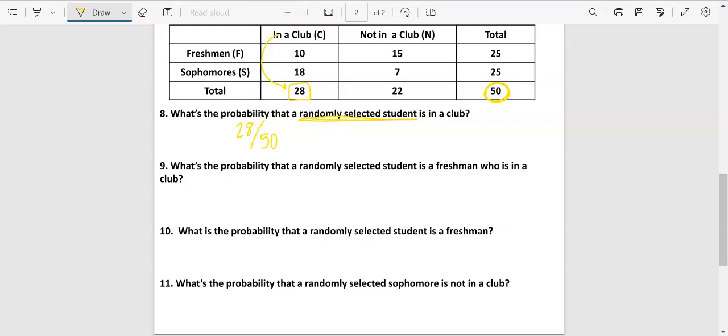Now remember, you can leave your answers as a simplified fraction, so you do want to plug that into our calculator, so it simplifies to be 14 over 25. You could also do that as a decimal, which would be 0.56, which should also then be a percent, which would be 56%.